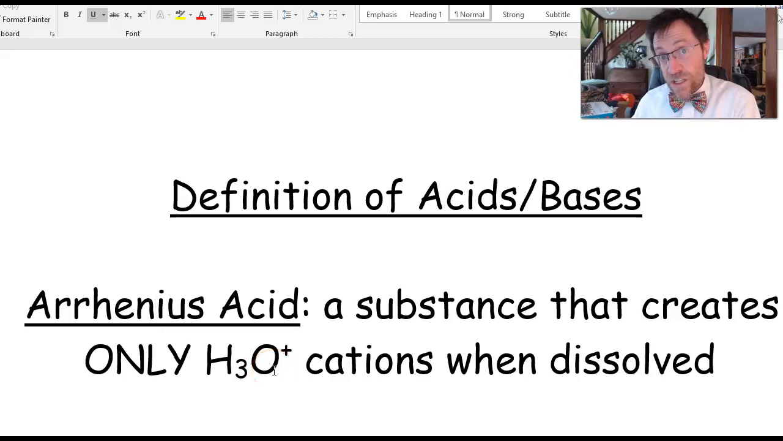Now, an Arrhenius base, guess which ion the Arrhenius base makes?